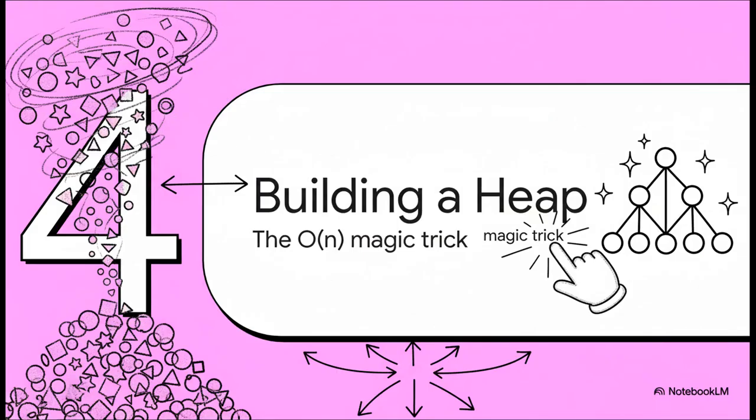Okay, so we know how to insert things one by one. That's cool. But what if you're handed a big, unsorted pile of data, a whole array, and you need to turn it into a heap? Is there a better way than just inserting every single item one after another? The answer is a huge yes. And honestly, it's one of my favorite tricks in all of computer science.